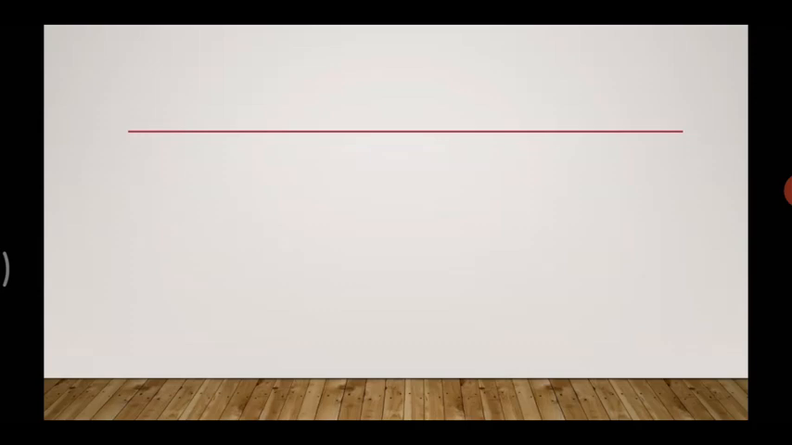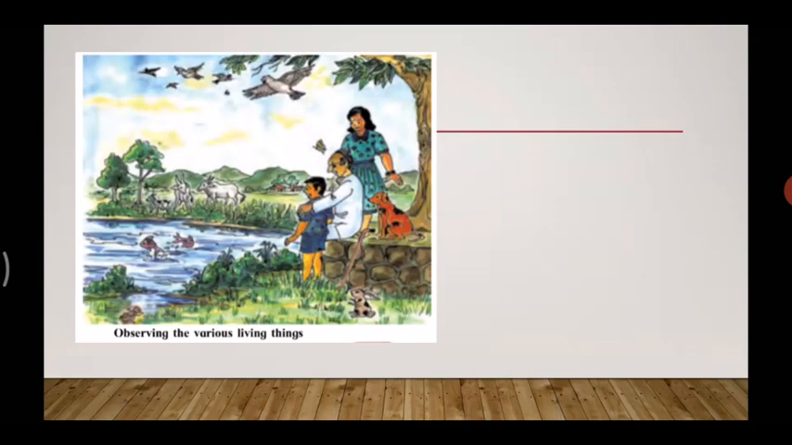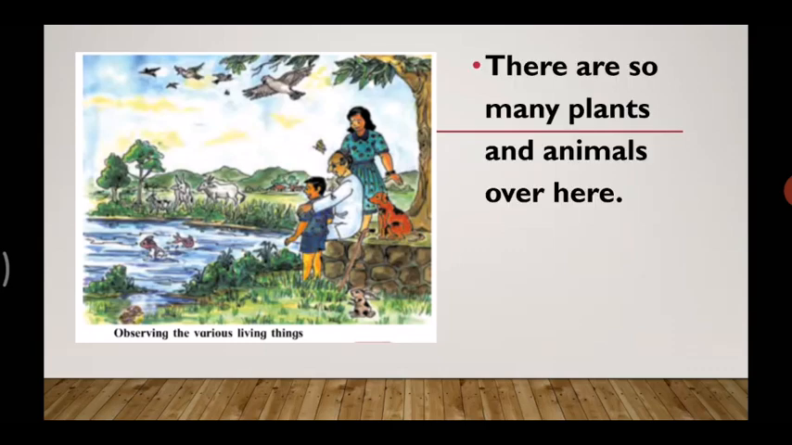Let's have a look at this picture and try to understand what the picture speaks. Here I can find a boy, a girl, and an old man. Now let's see what's happening here. It is summer vacation. Sam and his sister, with his grandfather, visited a lake at the backyard of their house in the village. There are so many plants and animals over here. Sam is very excited and happy to see all these things around him.